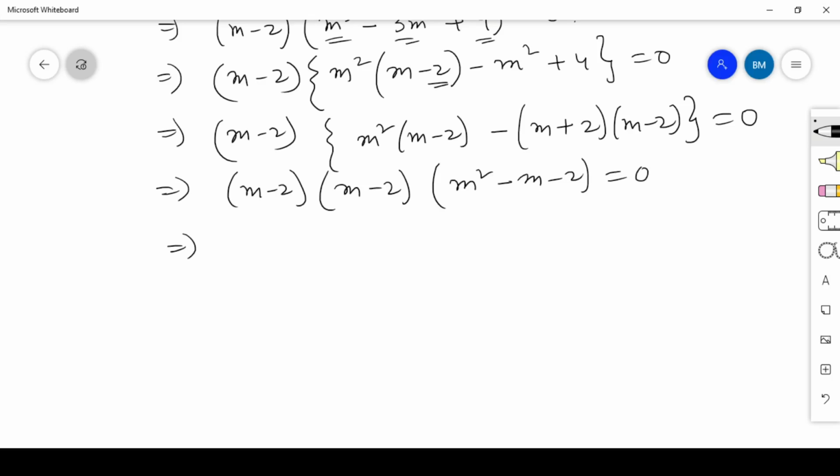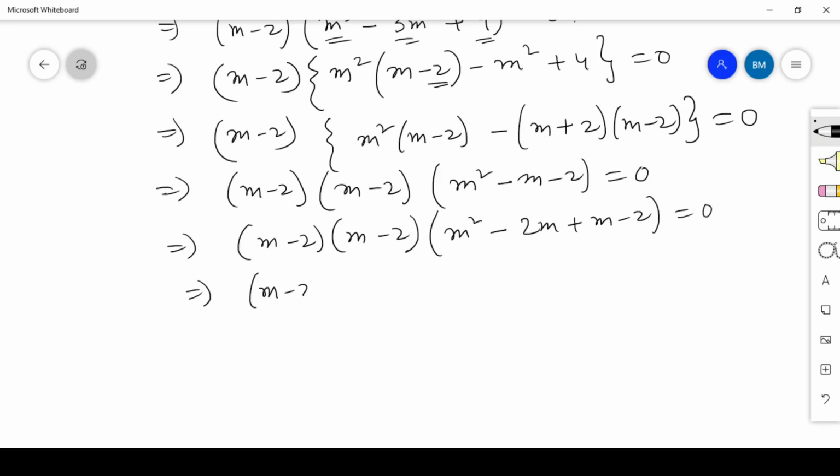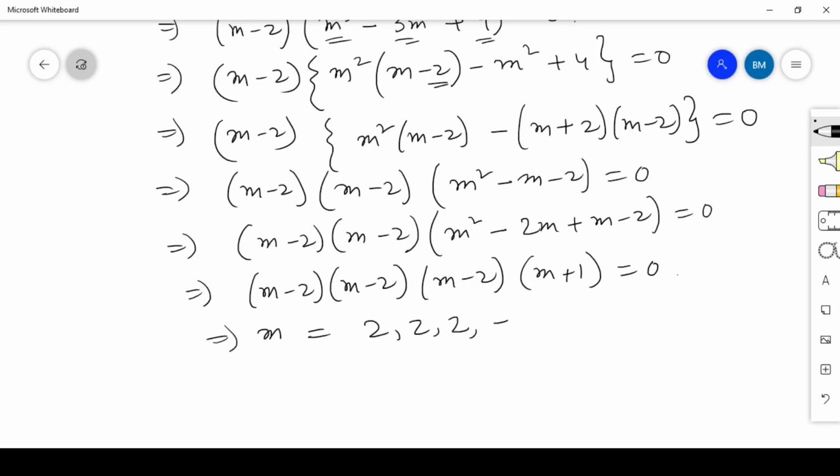Now consider the last factor on the left hand side. Split the middle term minus 1. You express minus 1 as the sum of two factors of minus 2, and definitely they are minus 2m plus m, minus 2 is 0. So I shall get (m minus 2)(m minus 2)(m minus 2) into (m minus 1)... m plus 1. Okay, m plus 1. So the roots, the values of m, are 2, 2, 2, minus 1.